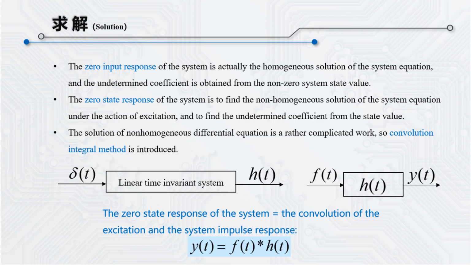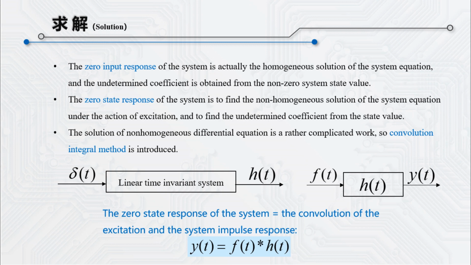The zero input response of the system is actually to find the homogeneous solution of the system equation. The undetermined coefficients in the homogeneous solution are solved by the non-zero initial state values of the system. The zero state response is due to the initial state being zero, and the response is generated by the excitation.